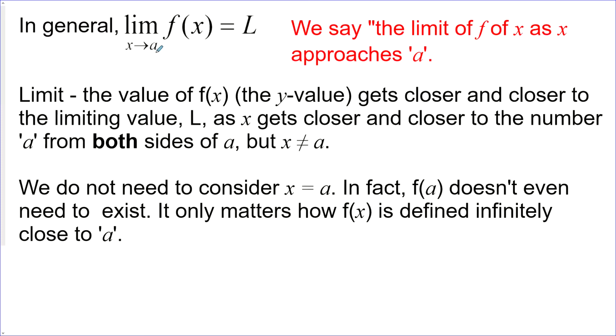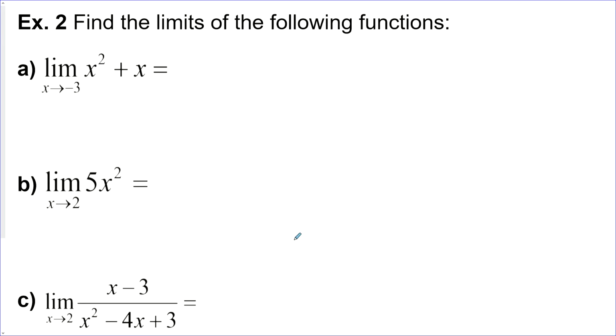In general, this is how we write a limit. We say it like this, the limit of f of x as x approaches a, and if it has a limiting value, it will be L here. I highly recommend writing this in cursive so that you don't get mixed up and this doesn't start looking like a 1. We need to consider both sides, coming from both sides, but we don't actually need to equal a, so that could be, like we saw before, a point of discontinuity.